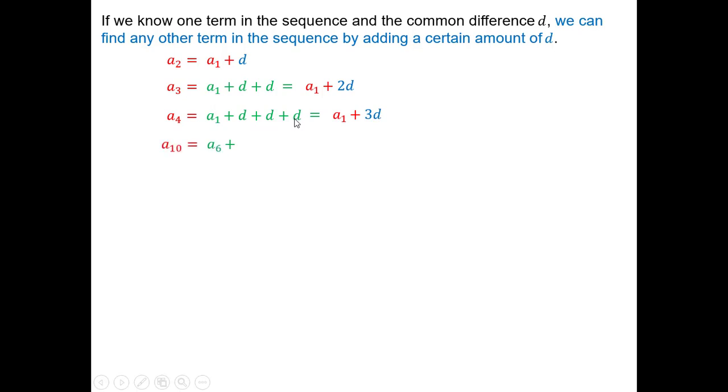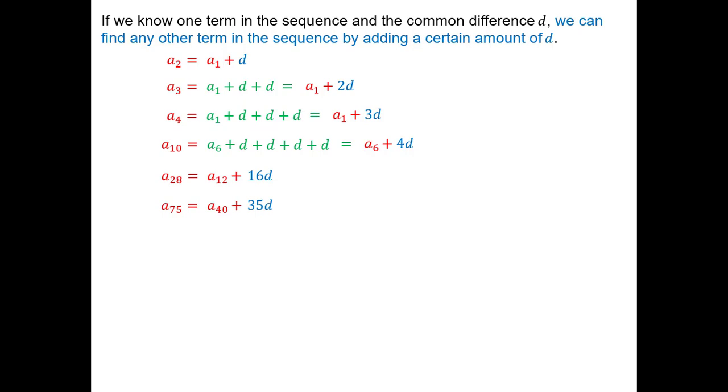But this also works with any terms that you're given. Let's say that I'm given A6 and I'd like to find A10. Well, notice that 10 is 4 terms away from the 6th term, so I would need to add d 4 times. Let's say we have the 12th term and we'd like to find the 28th term. Well, now we just have to add 16 d's because there are 16 terms between the 12th term and the 28th term. If we have the 40th term and we want the 75th term, we simply add 35 d's.